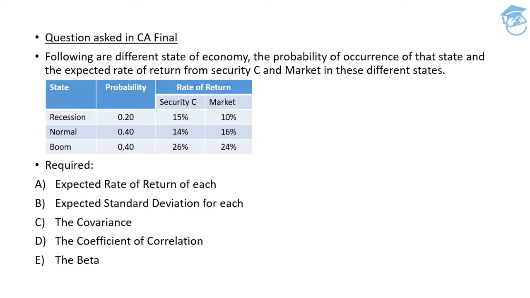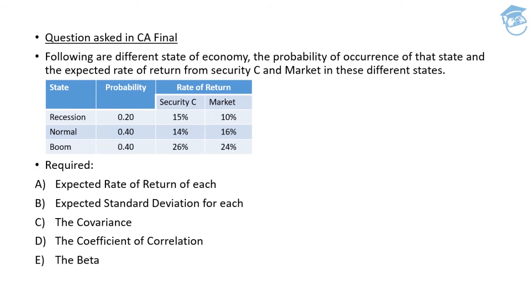Wonderful. This question was again asked in the CA final examination, and it says, following are the different states of economy, the probability of occurrence of each state and the expected rate of return from security C and the market in these states. This is the table provided to us, with three states: recession state, normal state, boom state. Then comes the probability of happening of these states, which is 0.20, 0.40 and 0.40. Lastly is the column with rate of return.